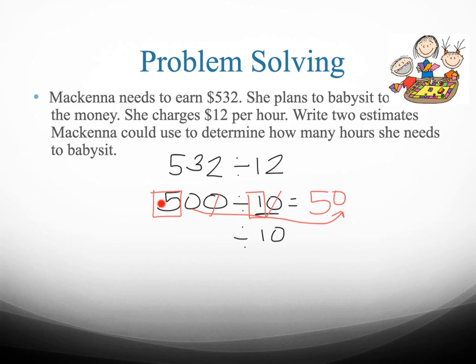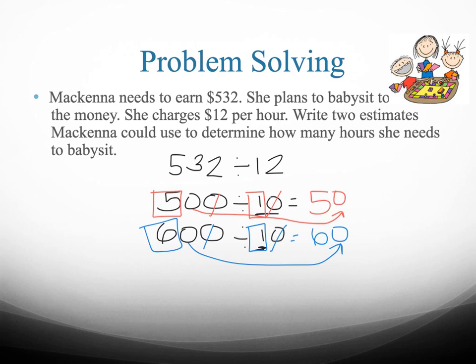Now 500 is a little less than our original number of 532. So we can also do an estimate that's a little greater. I'm still using the divisor of 10, but now I'm looking for a multiple of 1 that's a little more than 5. That would be 6, and I still have my 2 zeros behind it. Basic fact, 6 divided by 1 is 6. This 0 and this 0 cancel, and this 0 comes into my quotient. So McKenna is going to have to work between 50 and 60 hours if she wants to make the money she needs to earn from babysitting.